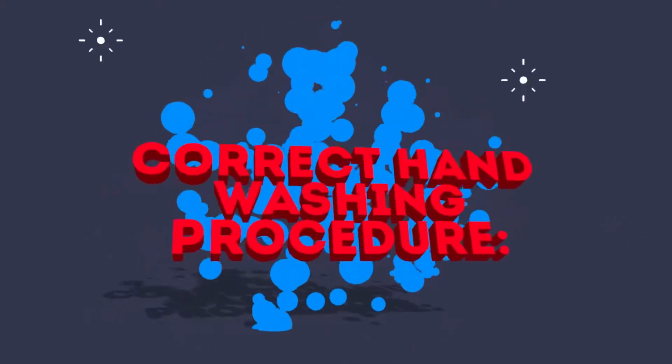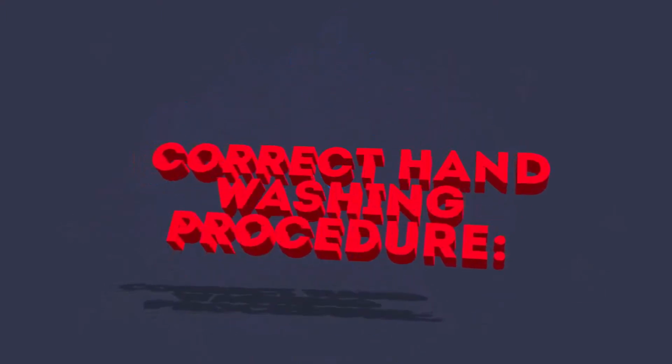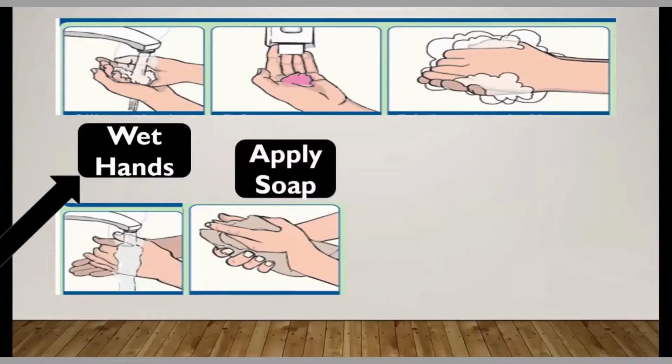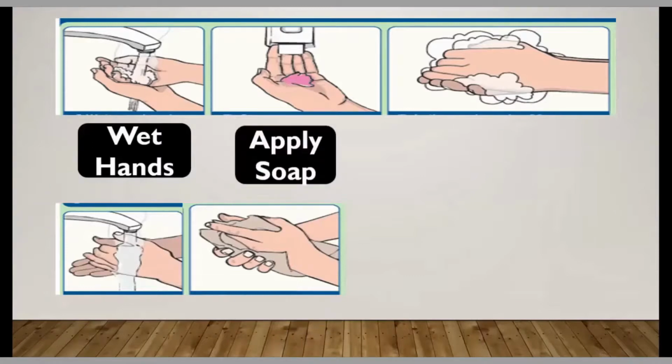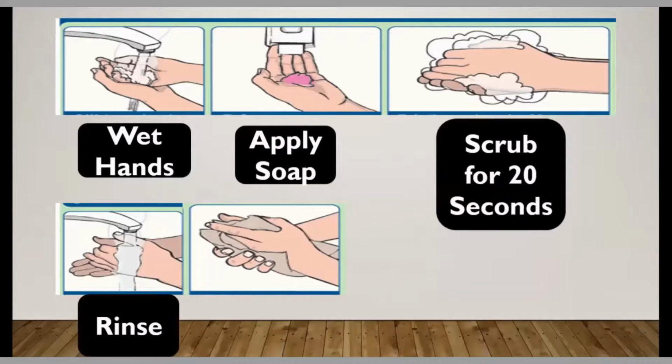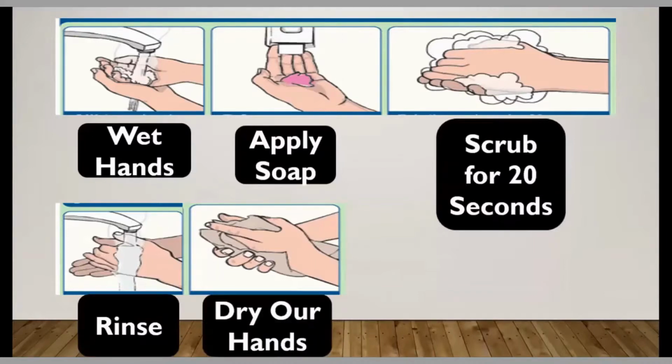Correct hand washing procedure. First, we wet our hands. Then apply soap. Then scrub for 20 seconds. Then rinse. And finally dry our hands.